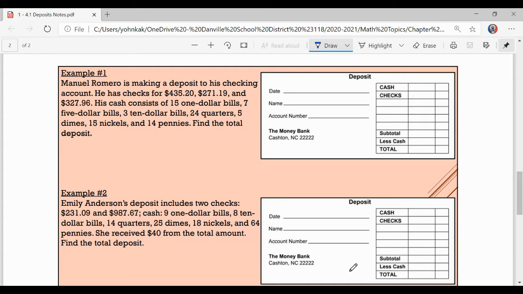All right, so here are some examples of some deposit slips. Example number 1, Manuel Romero is making a deposit to his checking account. He has 3 different checks. His cash consists of bills and coins. We need to find the total deposit. So over here, this is one example of a deposit slip. There are tons of different examples. Every bank that you go to has a slightly different deposit slip, but they all pretty much mean the same thing in the end. We can put Manuel Romero's name right here.